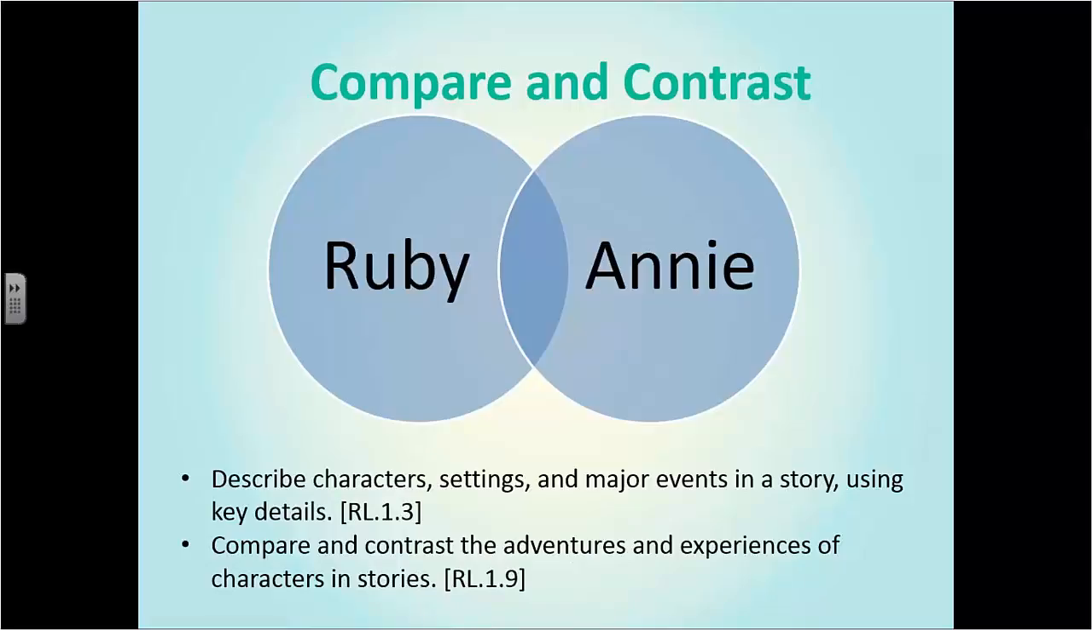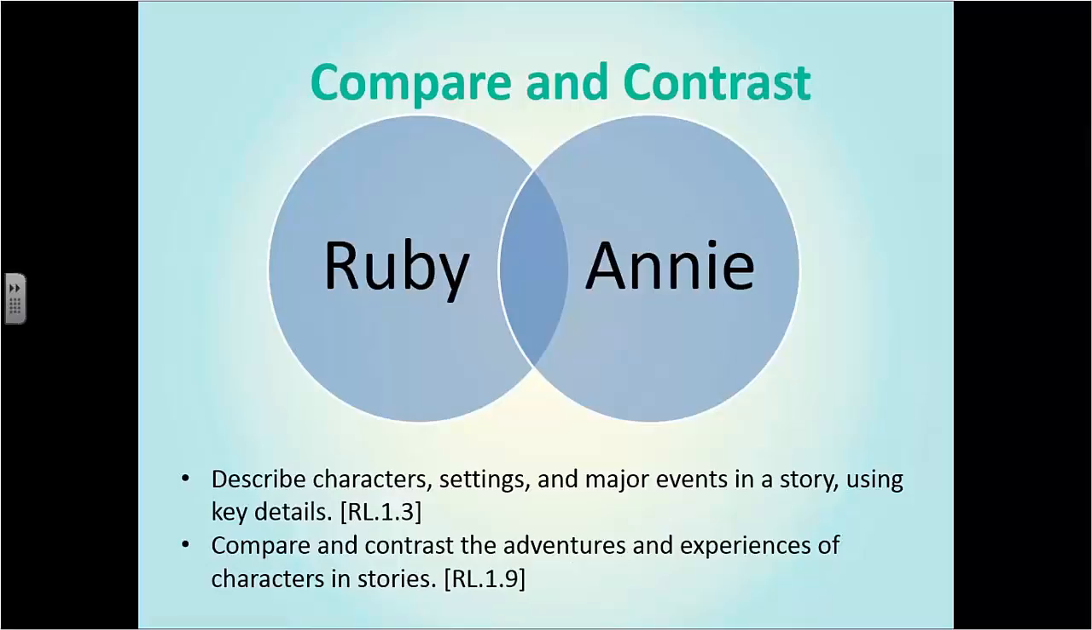Then with the class, we're going to use chart paper, or it could be our Smartboard or Promethean board, something that's going to get the kids up and moving and give them an opportunity to interact with the lesson. We're going to complete a Venn diagram to talk about ways that just Ruby showed that she was brave, or ways that just Annie showed she was brave, or maybe there were some things that they both did that demonstrated bravery.